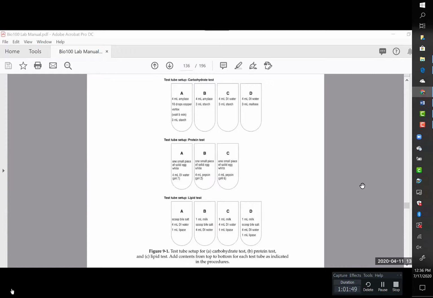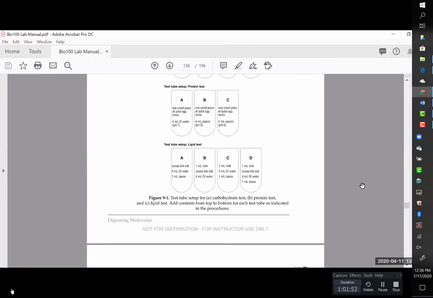We had test tube A, bile salt, water, and lipase, but no milk. That one started off clear and remained clear. Test tube B, milk, bile salt, and deionized water. Even with the bile salt, which would emulsify the lipid, or the triglyceride, I'm sorry, in that case, it did not break down. So it remained kind of cloudy or milky in color.